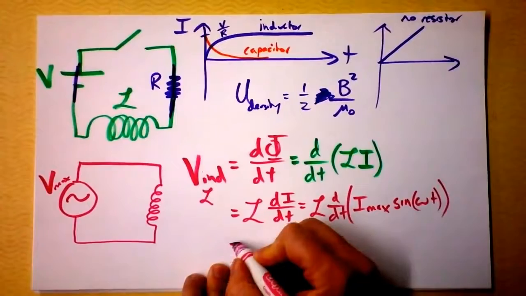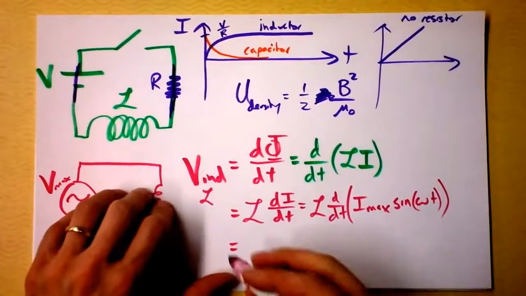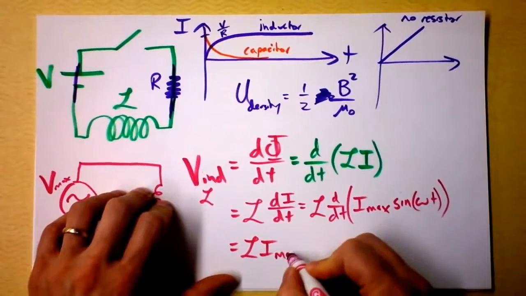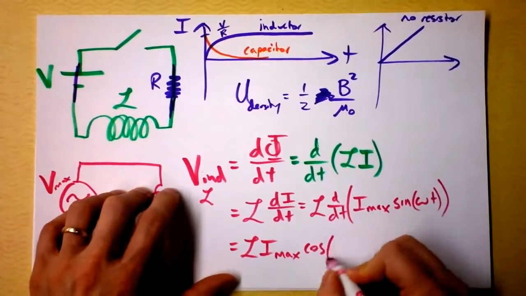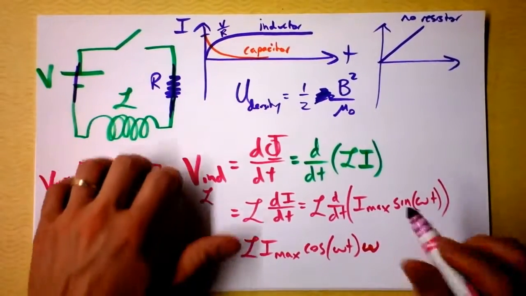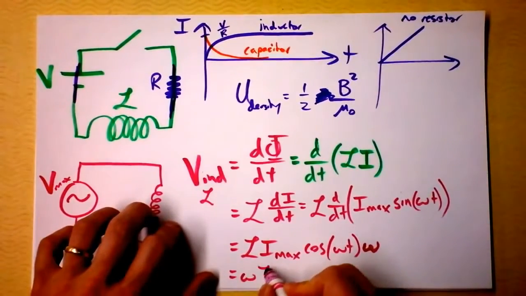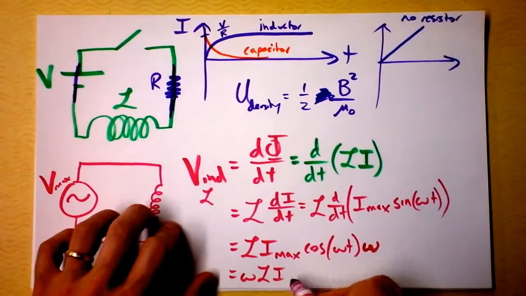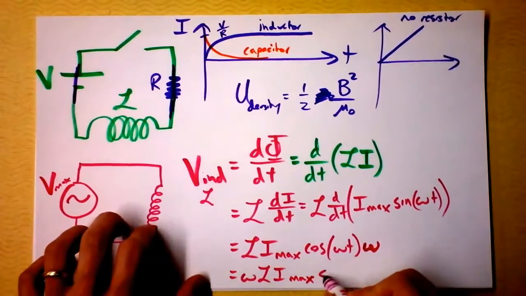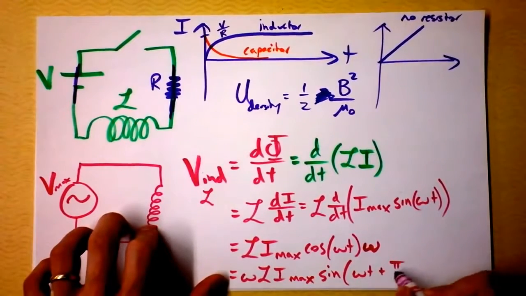But let's just jump into it here. I can take the derivative of that, no problem at all. I'm going to get the inductance times I max times the cosine of omega t, and chain rule says I get an omega falling out of there. All right, so I can clean that up a little bit. I get omega times the inductance times the maximum current, and then instead of writing cosine of omega t, I know that's the same thing as sine of omega t plus a phase shift.